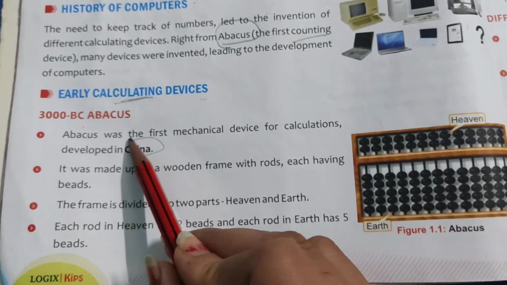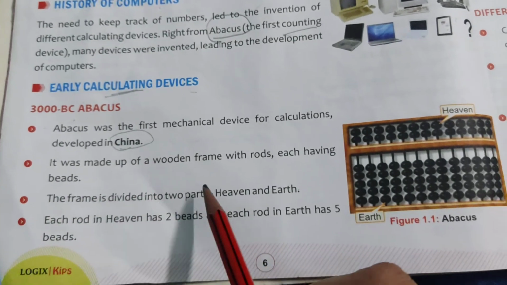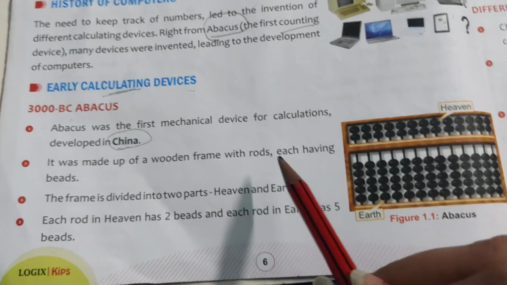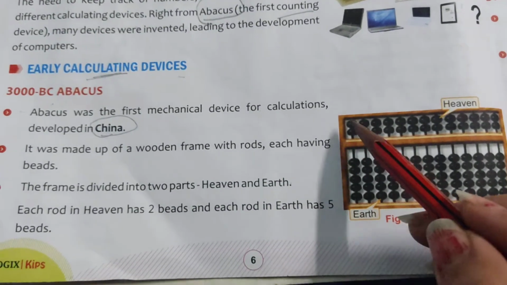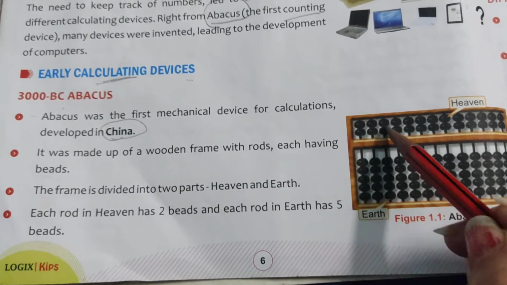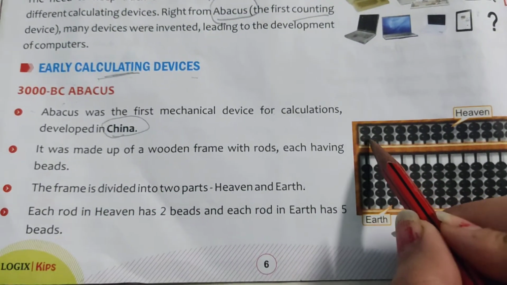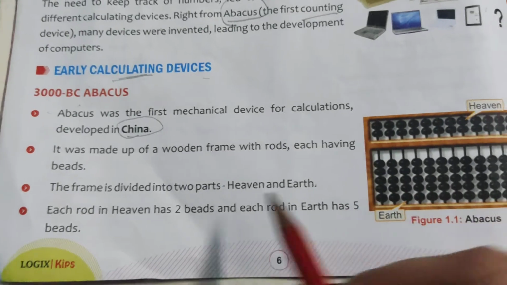And it was developed in China. It was made up of wooden frame. You can see here wood is there around with rods. These lines, black lines are there. These are known as rods, each having beads. Now you can see these beads are there in between these lines.